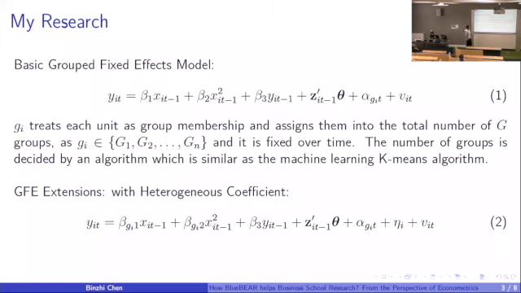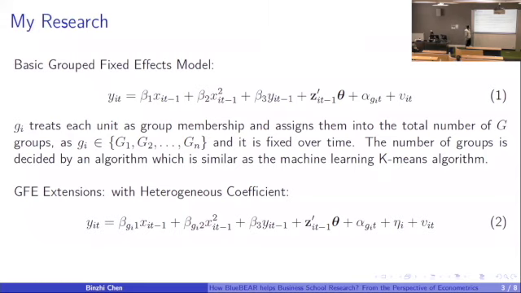So you can address the cross-sectional dependence issue, and you can use the model to cluster your data, especially in the area of macroeconomics. The g_i here treats each unit as a group membership, and we assign them into a total number of capital G groups. And the assumption is that the capital G groups and the group memberships are fixed over time. And the clustering algorithm is quite similar to the machine learning K-means algorithm, but there are some differences. I'll show that later.